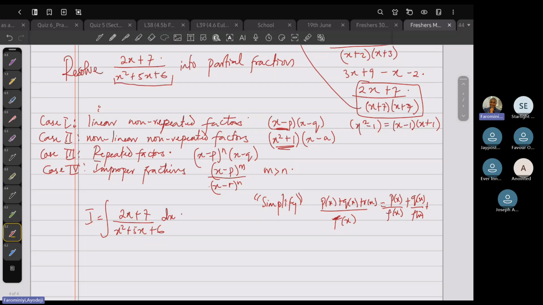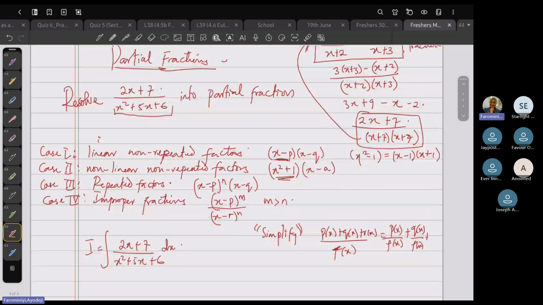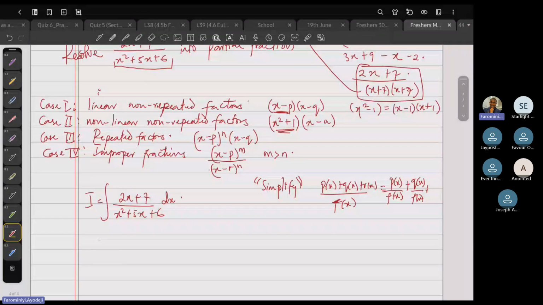So the next thing will be using partial fraction. And to use partial fraction requires that this denominator can be decomposed into x plus 2, x plus 3, which means we can use partial fractions. And let us now do the partial fraction stuff on the side. So 2x plus 7 is equal to x plus 2, x plus 3.